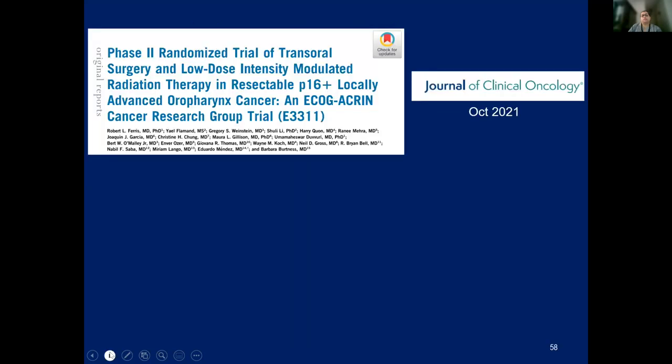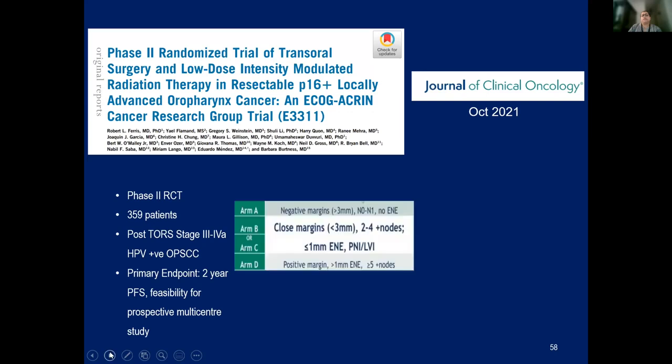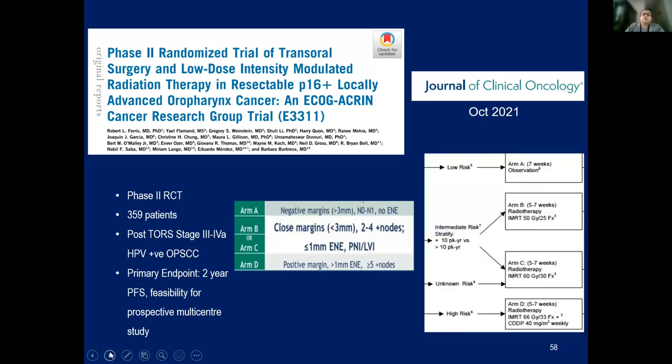I'll just quickly go through the ECOG 3311 just to drive home the point about the difference in the kind of adjuvant radiotherapy parameters that people have talked about. And here, if you look at it, this trial actually has divided patients into low risk, intermediate risk, and high risk. And the trial essentially tries to see whether there is a difference in the different doses of radiotherapy in the intermediate risk group, which is the close margins less than 3 millimeters, 2 to 4 lymph nodes positive, less than 1 millimeter of ENE, PNI, or LVE being present.